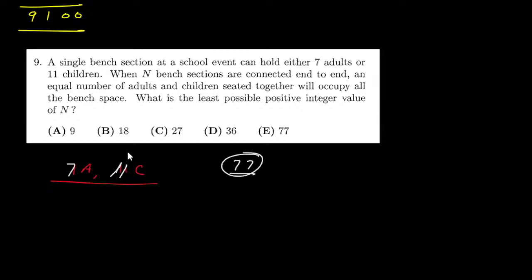Right? 77. So if there are 77 adults, then 77 adults can sit on 11 benches, and if there are 77 children, then 11 children can sit on one bench, so they need 7 benches. So 11 plus 7 is 18. So a total of 18 benches is required to solve this particular problem. So if there are 18 benches, then we can have 77 children sitting as well as 77 adults sitting. Okay, this is the common multiple of 7 and 11, right? So this problem is related to LCM and HCF.